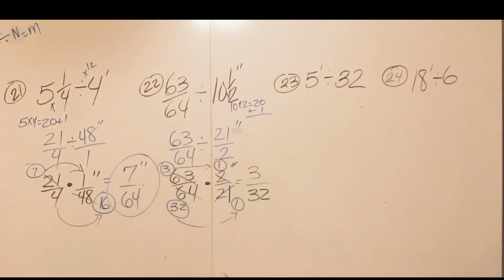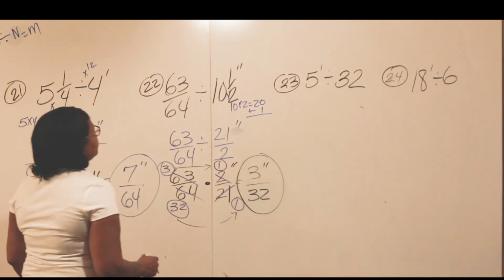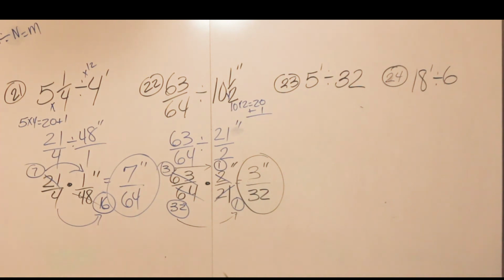Always ask, can you reduce? Can you reduce 3 thirty-seconds? Final answer? 3 thirty-seconds of an inch. Yes, sir. If you don't put the inch marks, it's going to be wrong. And that is our final answer. Good job.